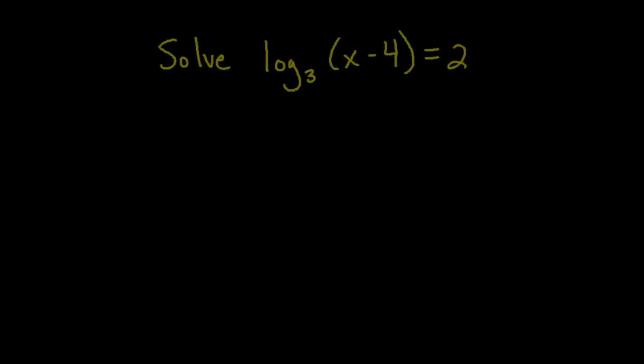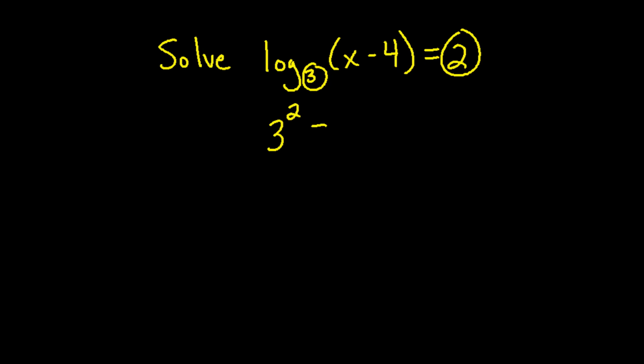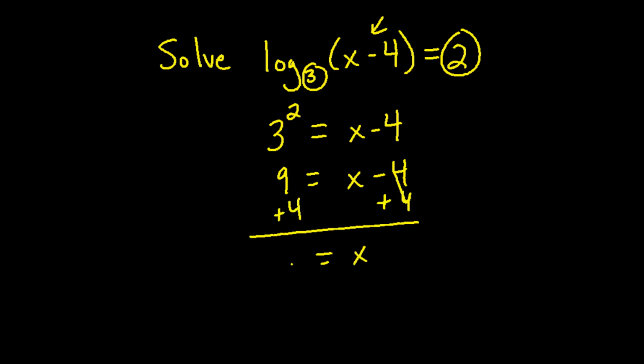This problem involves a logarithmic equation. When there is a log on just one side of the equation, we often want to rewrite the logarithm into exponential form. We can do this by taking the base of 3 to the exponent 2 and setting it equal to the argument, which is x minus 4. This makes for an easy problem to solve. 3 squared is 9, and adding 4 to both sides, we get x equals 13.